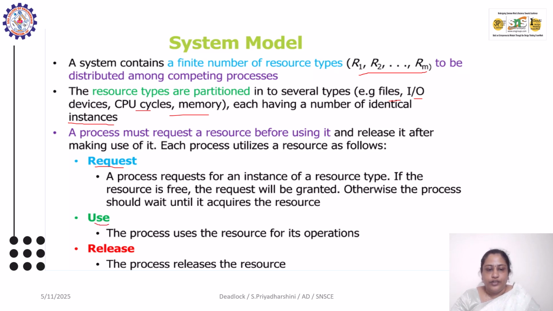The next step is called the use. If the requested resource is available, the request is granted, and the process is allowed to use that resource to complete its operation. After completing its operation, the third step is called the release. The process has to release the resource. So first a request has to be made, then use until its operation has been completed, and after completing its execution, it has to release the resource for other competing processes to execute. So this is the general typical system model.